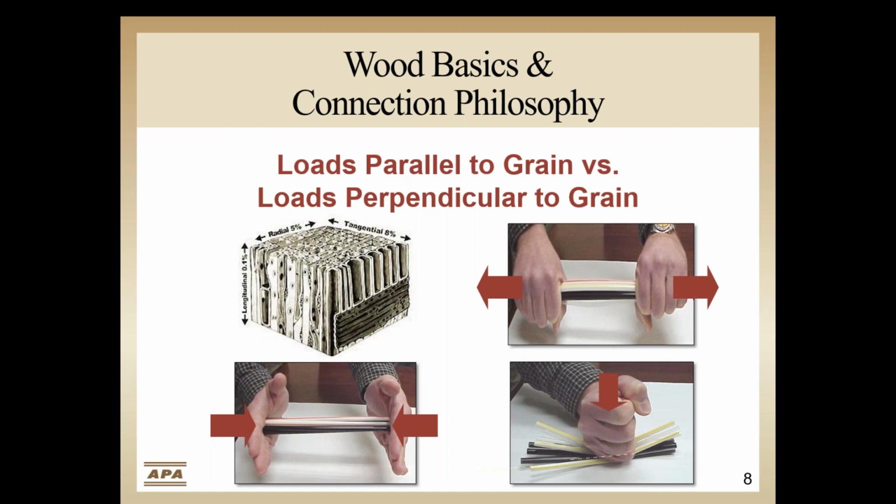This illustrates the anisotropic nature of wood, different strength properties in 3 different directions, longitudinal being the strong direction, tangential a little weaker, and radial being the weakest of the 3 directions.